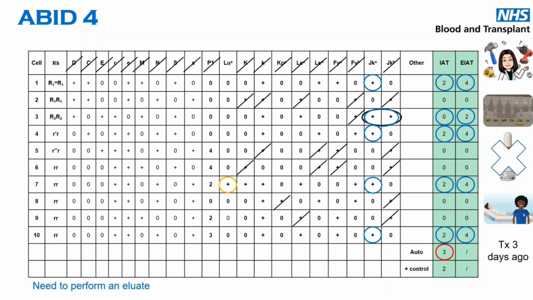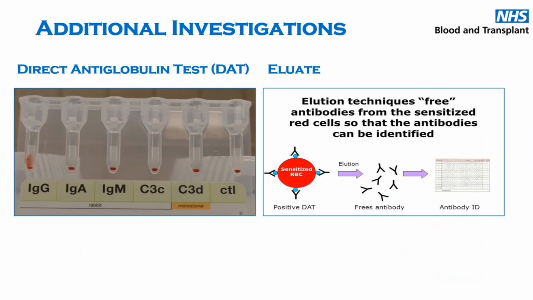You may or may not know, but you need to do an eluate, because what this has shown is that your patient has Ig on their own red cells. Elution, perfect, yep. We can't do the phenotyping, so we're going to perform an eluate. So the DAT's positive.